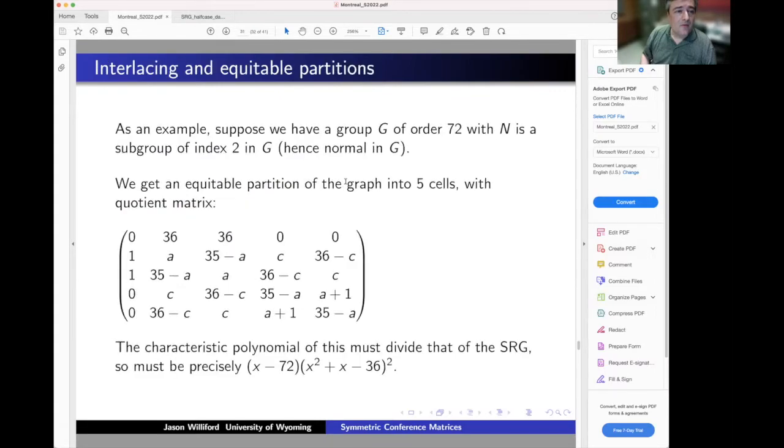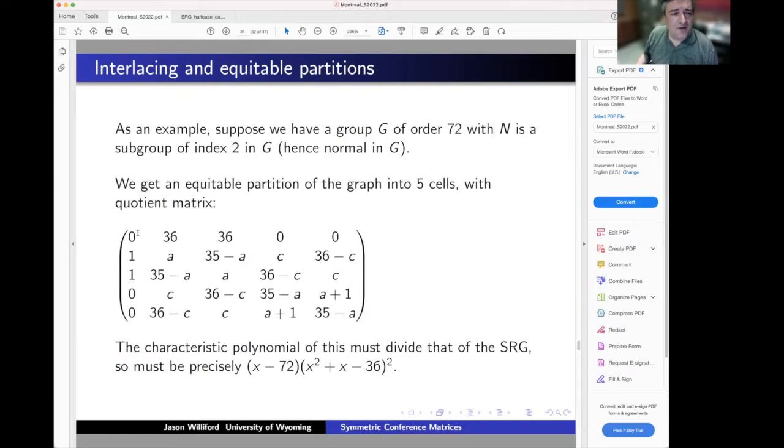So, for example, suppose you have a group of order, I went and did a big one just for fun, but order 72, which had a normal subgroup of index 2 in it. This is a toy example. Usually you'd need a normal subgroup with an index that's bigger than that to make it actually useful. But I just wanted something simple. Well, okay, if this has a normal subgroup of index 2, then of course that's splitting the first and the second subconstituent into 2 pieces. So you end up with a 5 by 5 quotient matrix that you should get.